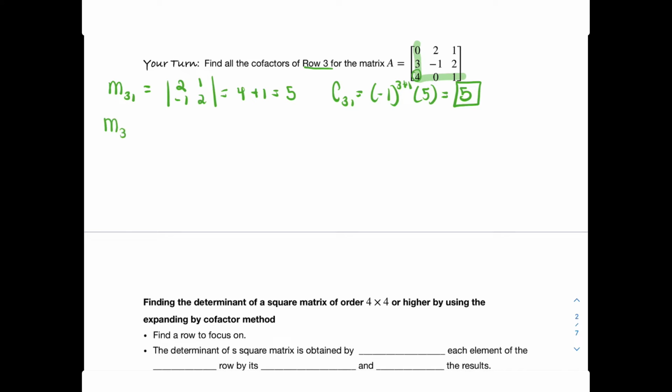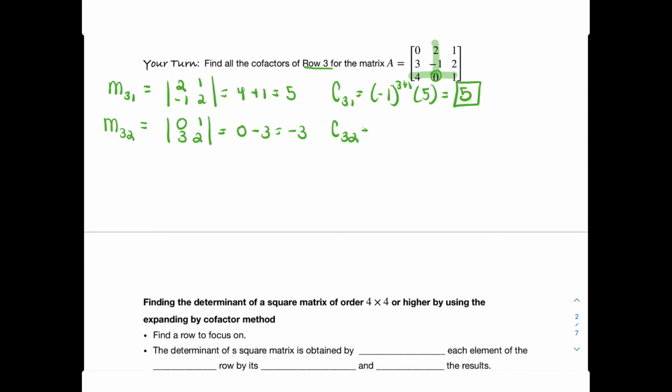Now I'm going to find the minor for 3, 2. So this time I'm going to look at my third row, second column entry, which is the 0, and then delete that row and that column. That leaves us with the determinant of 0, 1, 3, 2. The product diagonal down is 0, minus the product diagonal up, which is 3, which gives us negative 3.